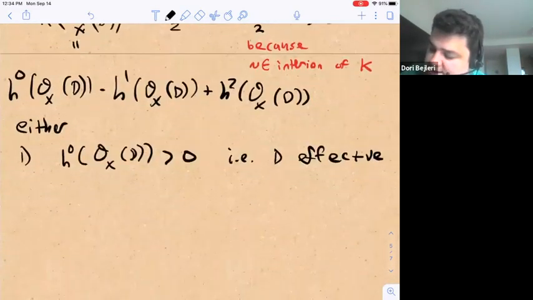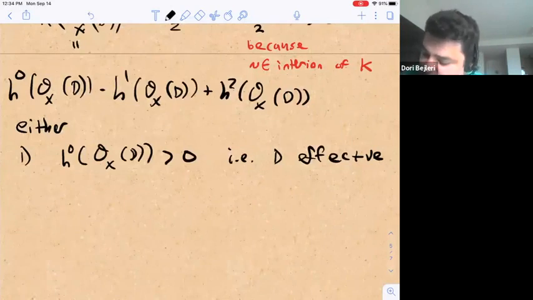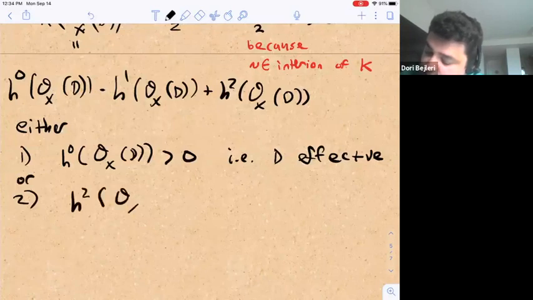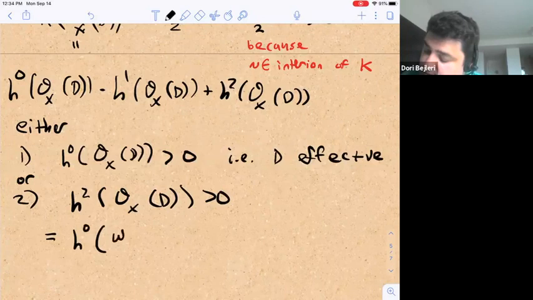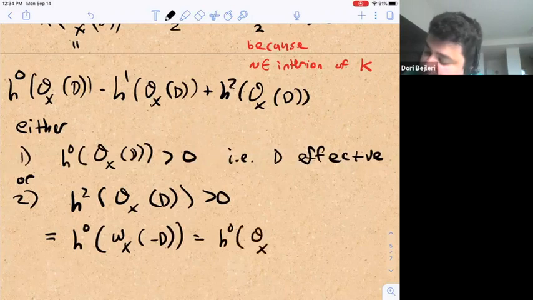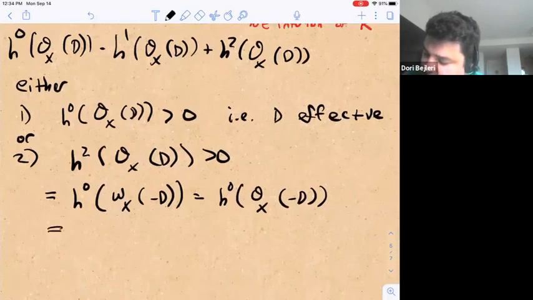Or that happens if this first term is 0, but we could also have that this H2 is greater than 0. So, or H2 OXD is greater than 0. But if we use Serre duality here, this is the same as H0 of omega x minus d, but omega is trivial, so this is H0 of OX minus d. So in this case, this would imply that minus d is effective.